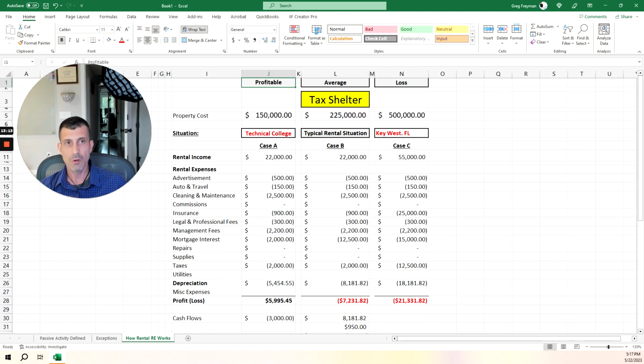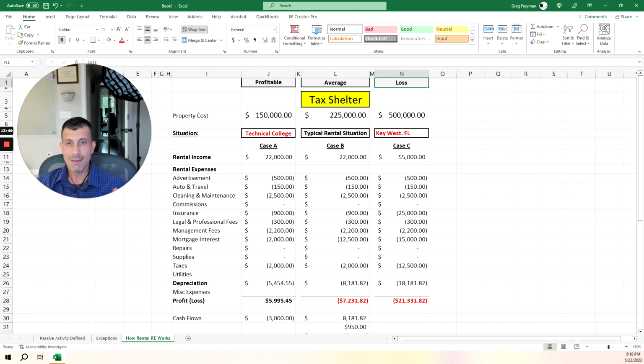All right, let's jump into the loss situation. So we went through the profitable, the average, and now let's talk about that good old money pit. Once upon a time, one of my clients bought a property out in Key West, and he's had it for many years. And basically, it's really a money pit. It doesn't make any money. The land's super expensive, and it's a retirement vehicle. It's more of a long-term investment. It's been rented out for many years. And then what ended up happening was that the costs were so great that no matter how much rental income was being generated, it would always end up a huge tax loss.